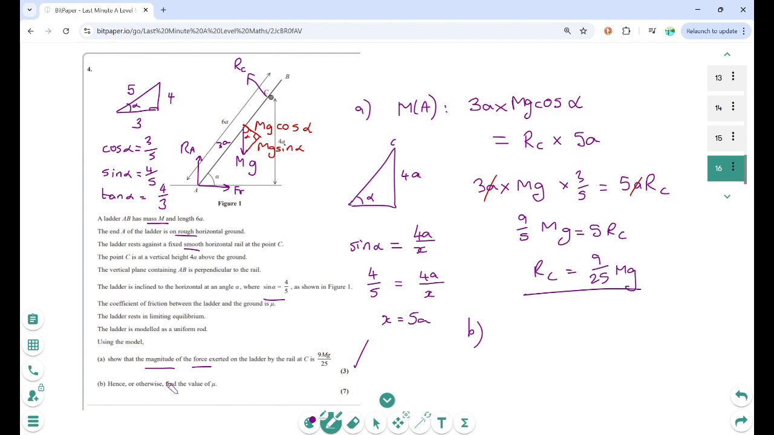Okay, on to part B: hence or otherwise find the value of mu. So bearing in mind we've done the moments here, for part B it's probably going to involve resolving the forces, left and right, up and down. So let's do that now. We'll just get our two equations here.